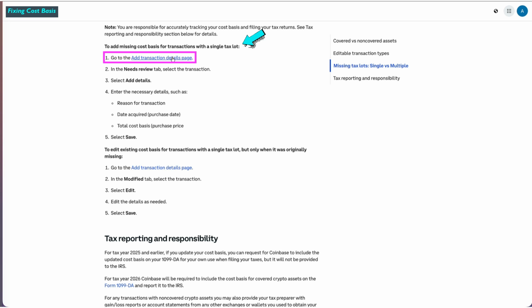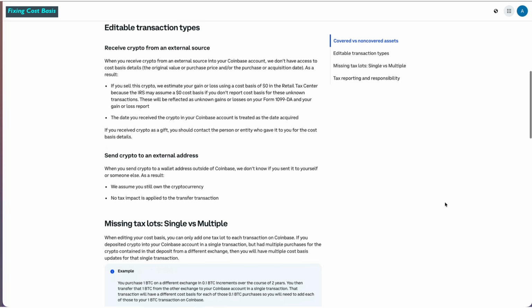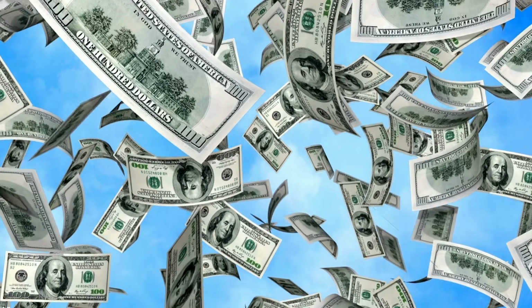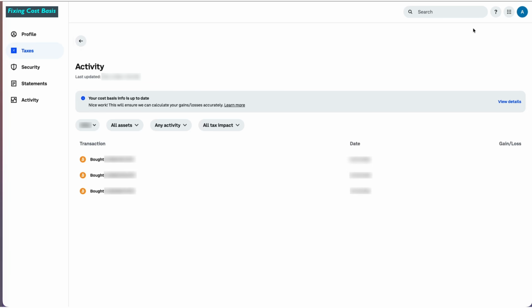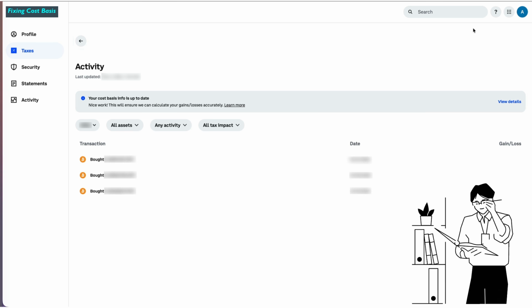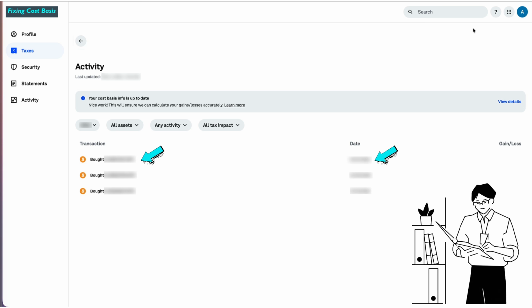Scroll down to add missing cost basis information for a specific tax lot. Then click Go to Add Transaction Details. You may see transactions here from external wallets or platforms where Coinbase does not have cost information. In those cases, Coinbase may default to a zero cost basis and use the date the crypto was received as the acquisition date. This is usually not accurate and could result in higher reported taxable gain. This is why it is important to gather your records and update the correct cost basis and purchase date.